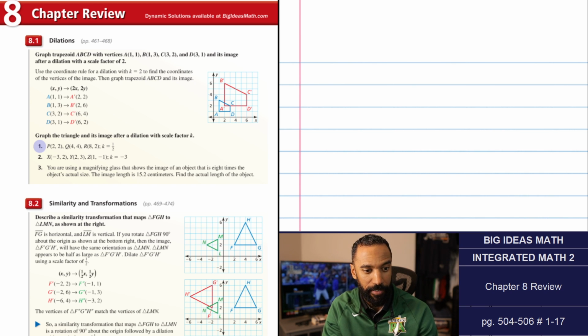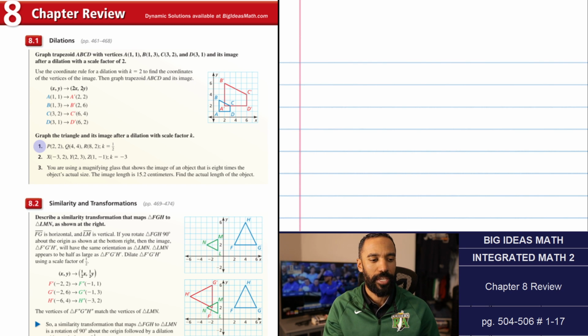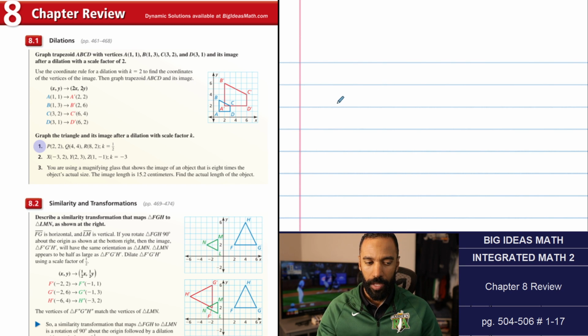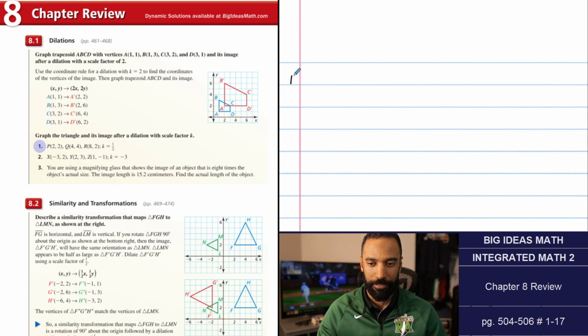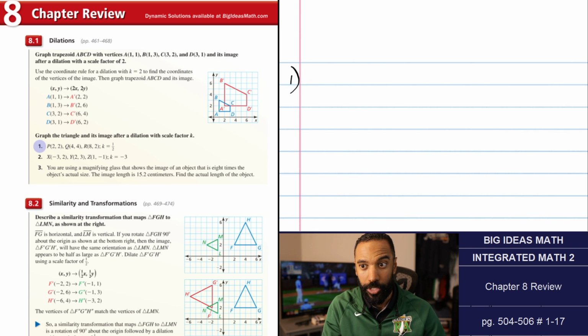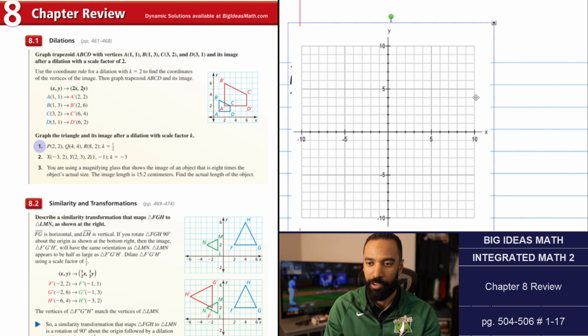We're going to do some of our very own. Numbers 1 and 2 tie in exactly to that kind of thing. So let's look at number 1, where we're going to graph a triangle and its image after a dilation with scale factor k.